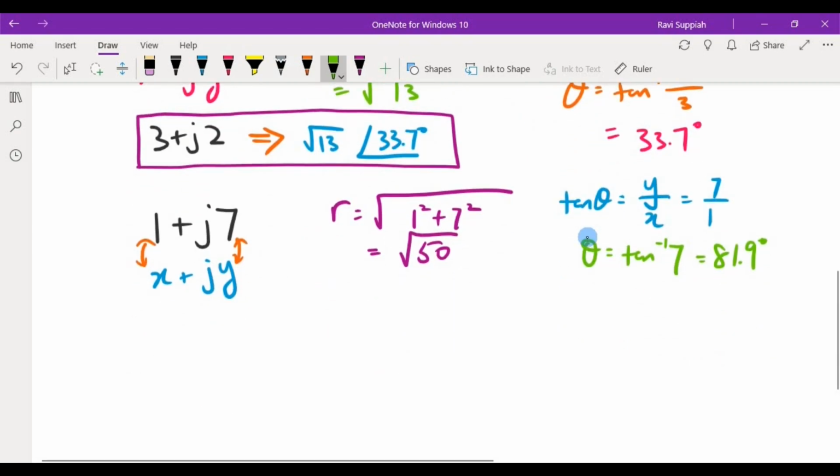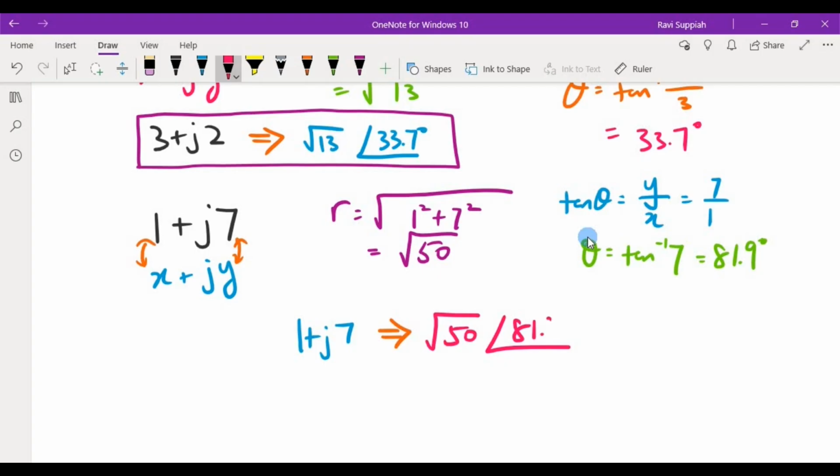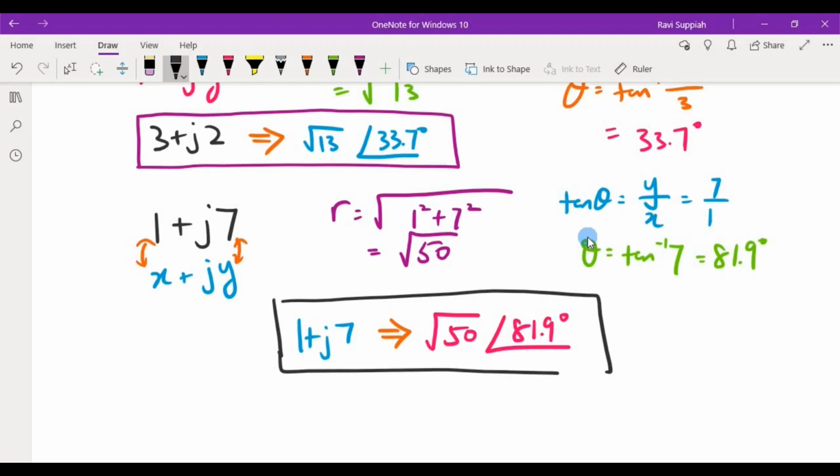So that means 1 plus j7 can now be represented as root 50 angle 81.9 degrees. So that is the way in which you convert the complex number from rectangular form to polar form.